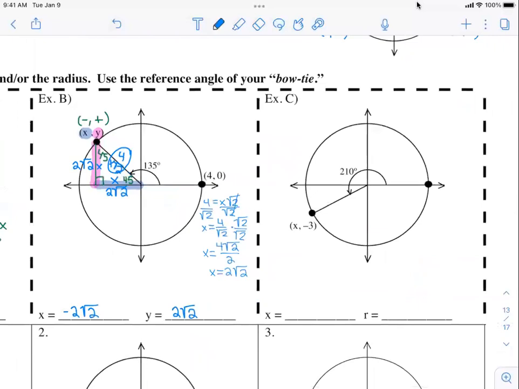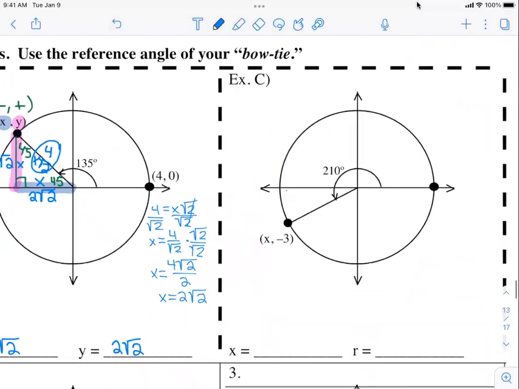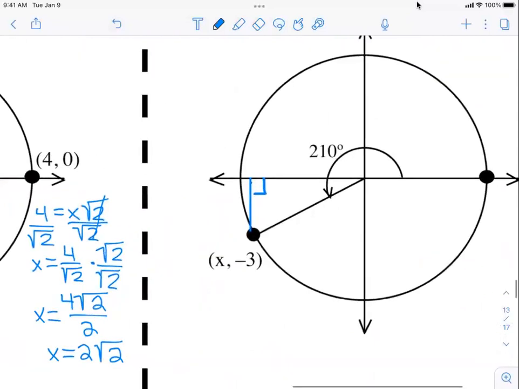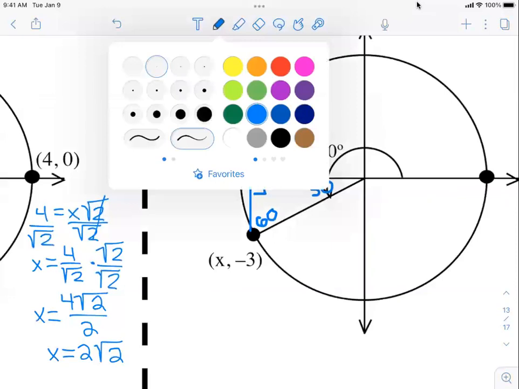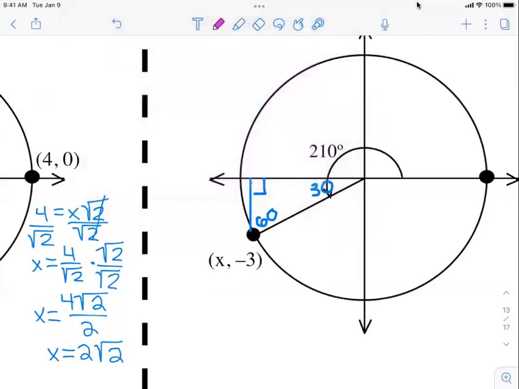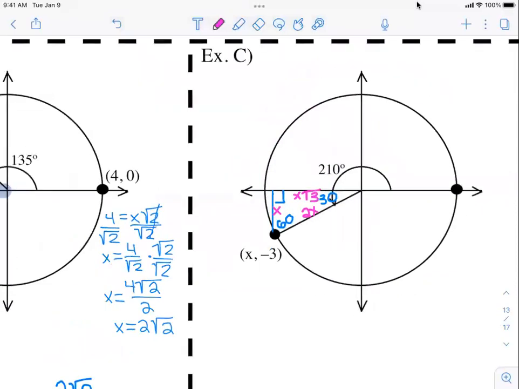First, we're going to go ahead and draw our right triangle, which always goes to the x-axis. They've told us 210. We know that this part is 180. So 180 minus 210 is 30 degrees. So this angle is 30 and this one is 60. And then I'm going to go ahead and label: across from the 90 is the 2x, across from the 30 is the x, across from the 60 is x root 3.